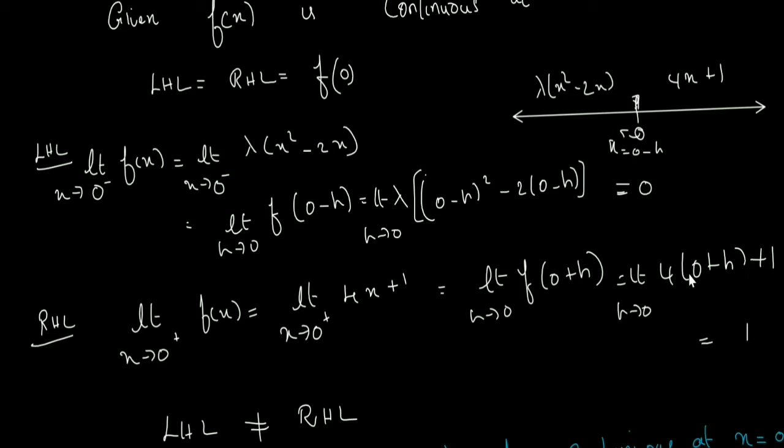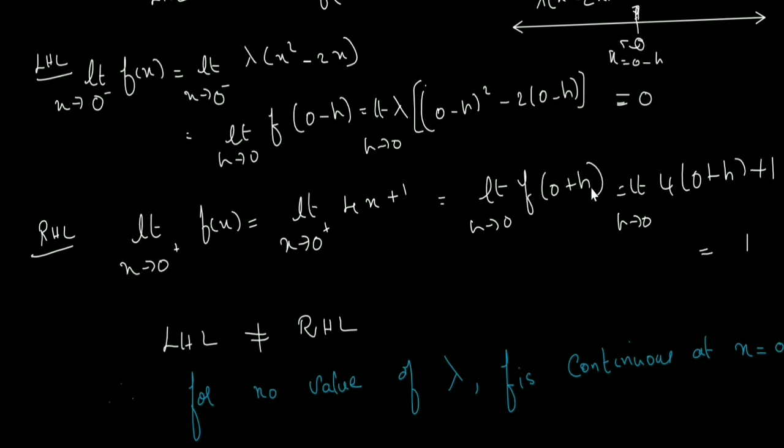It will become 4 into 0 plus 1. So the right hand limit is 1 and the left hand limit is equal to 0. So the left hand limit is 0, the right hand limit is 1. That means the limit doesn't exist. The limit x tends to 0 of f of x doesn't exist.